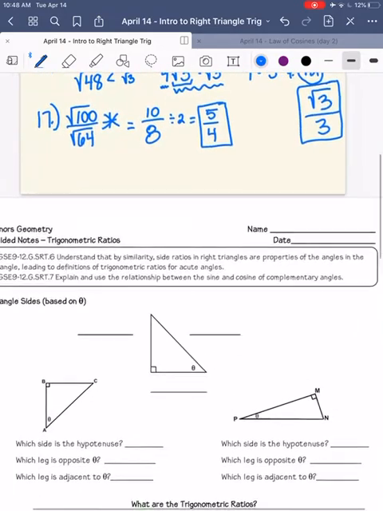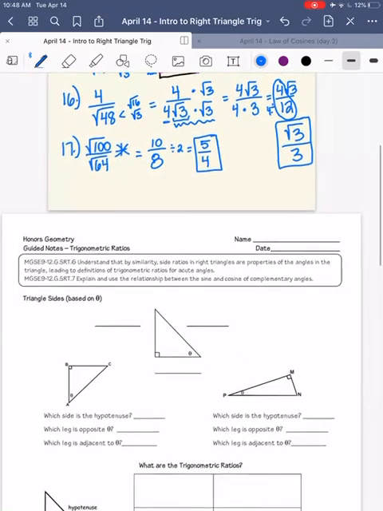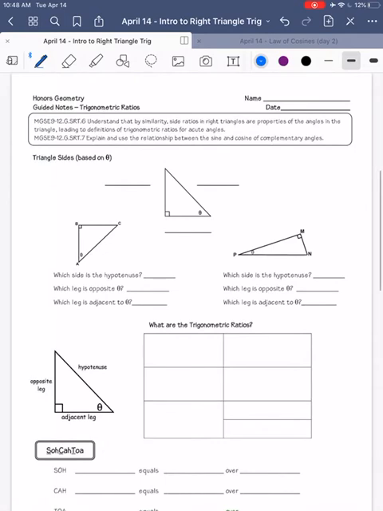Okay, so now we're getting into the fun stuff. We are going to talk about right triangles. I'll post this Word document, so if anybody wants to print it out, you can do that and follow along the notes if you want. Otherwise, if you'll just kind of take notes as we go, that'd be great.